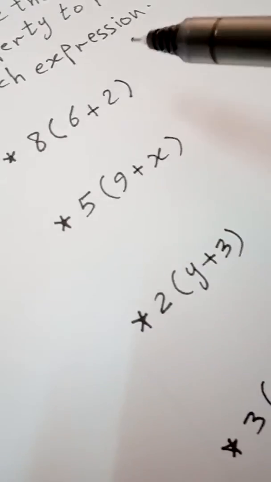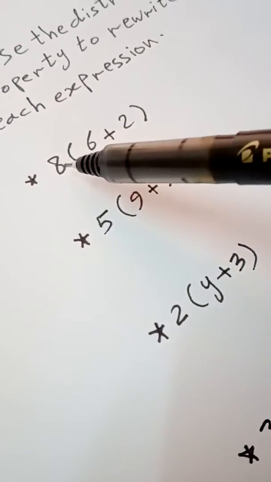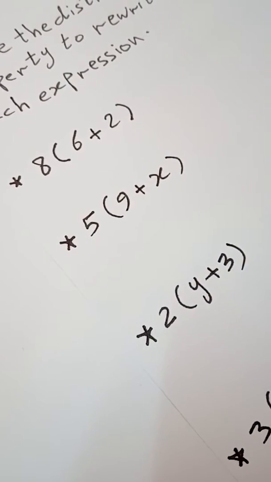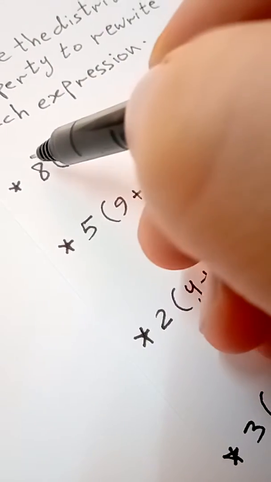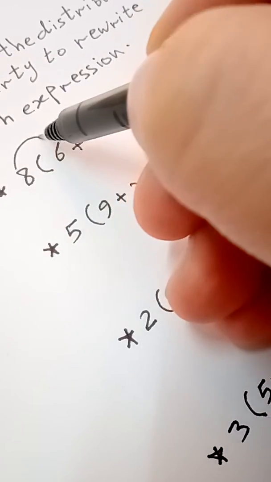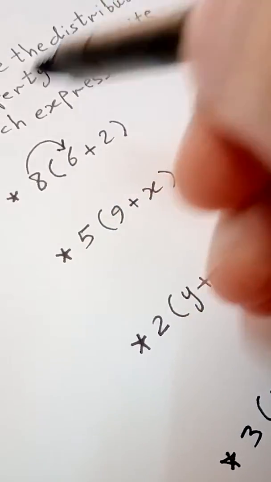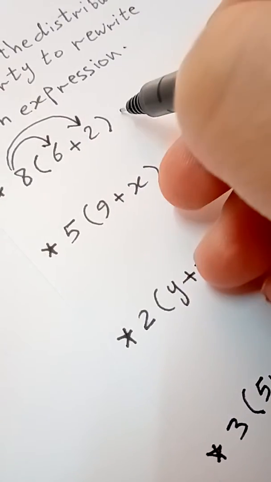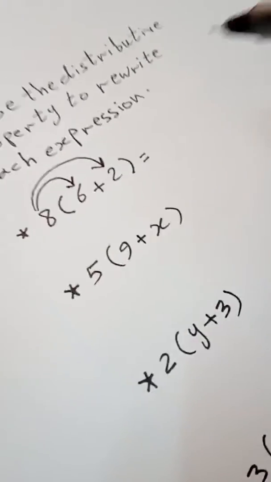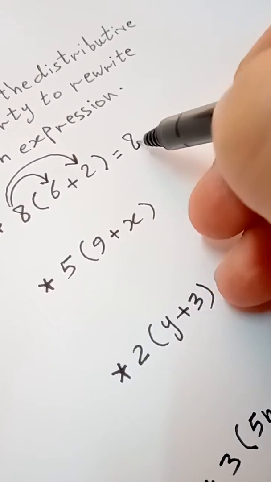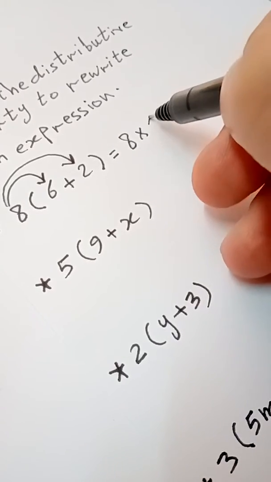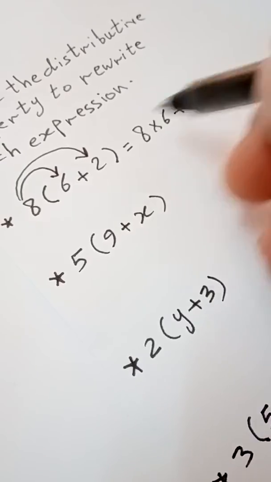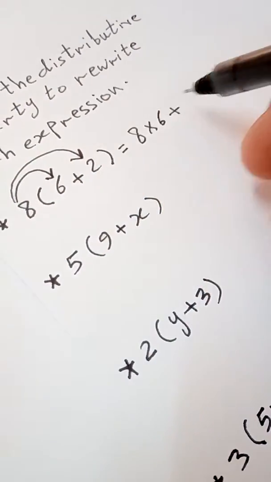The first example, 8 multiplied by 6 plus 2. How to use the distributive property? Take 8 and multiply by 6. Then take 8 and multiply by 2. So I can write now 8 times 6 plus 8 times 2.